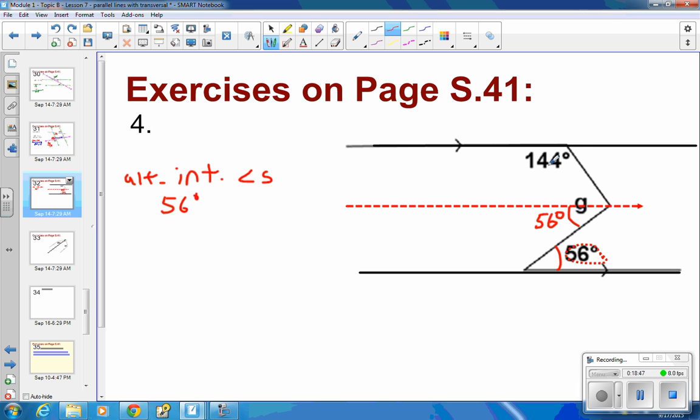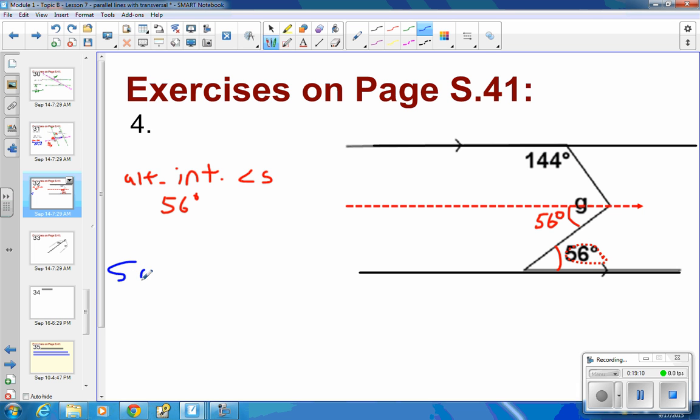And then this 144, I have to somehow get the rest of this G here. So I can either say that these are the same side interiors, or I could go linear pair and then go to alternate interiors. Those would be the two ways. The easiest way is to go straight with same side interior.